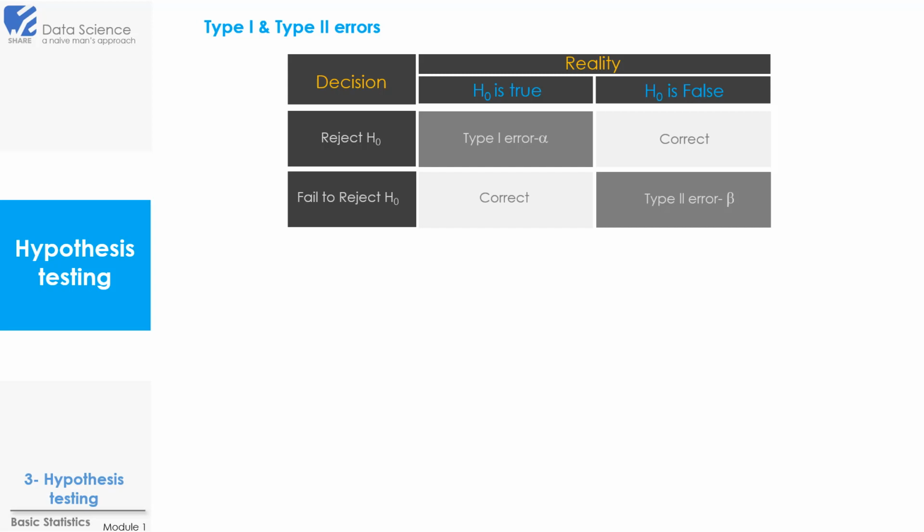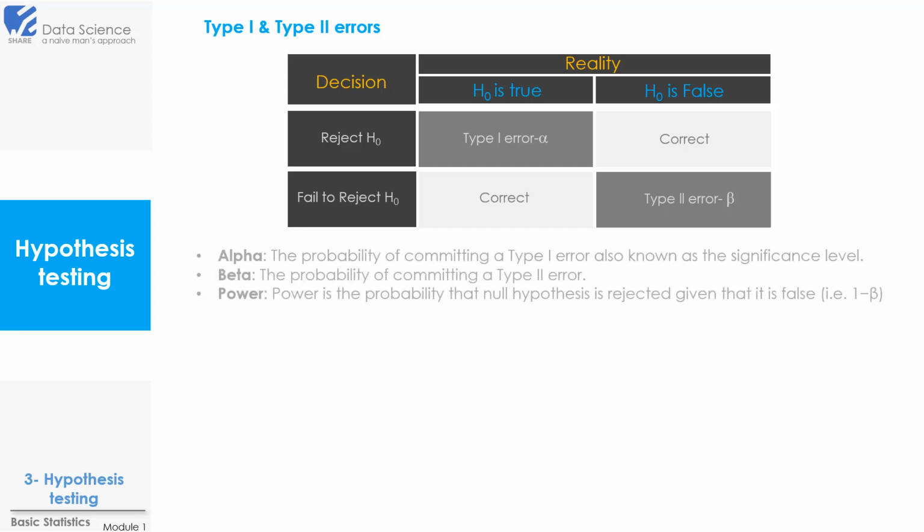Similarly, we commit type 2 error, that is beta, when we fail to reject the null hypothesis, when in reality it is actually false. So if the null hypothesis was false, ideally we should be rejecting it. But since we have not rejected it, we have committed type 2 error.